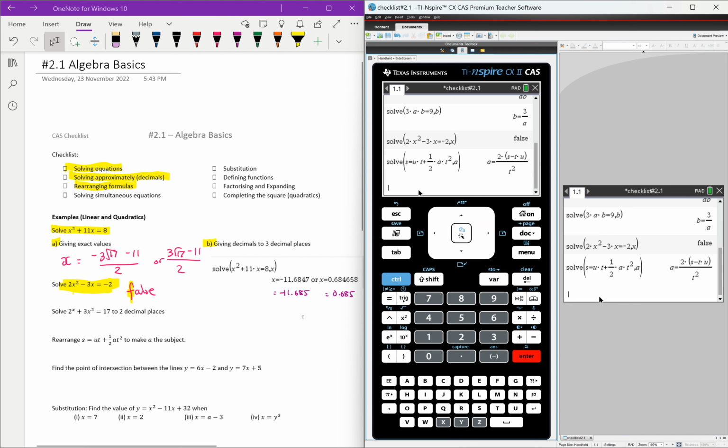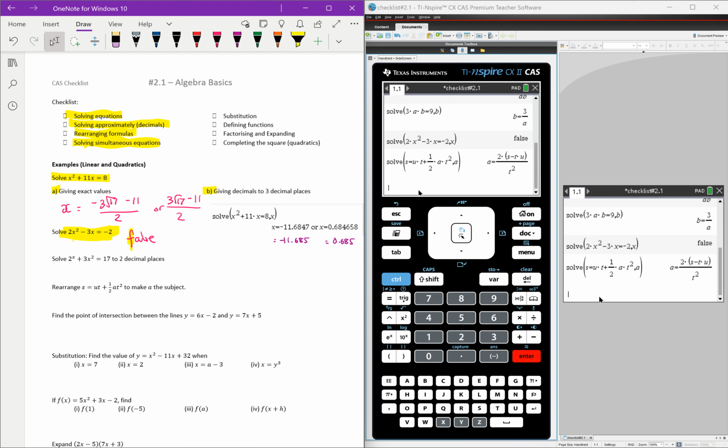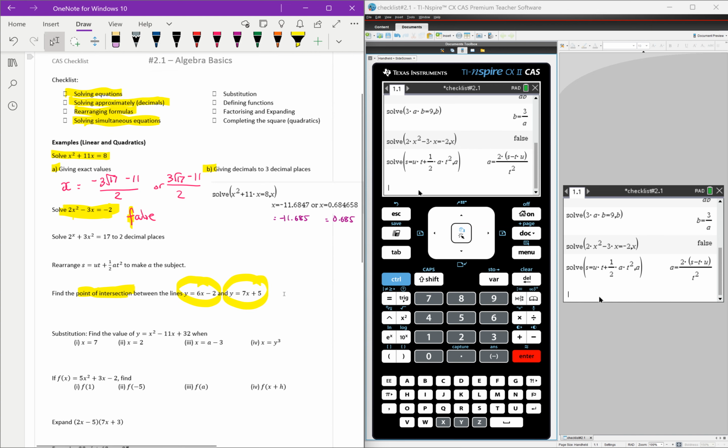Up to the next one over here, we're now going to solve simultaneous equations. And simultaneous equations, really the purpose of it is to find the point of intersection. So say I want to solve for these two. When do they solve for x and y? When do they intersect? Well, there are two ways to do this. Many ways to do it, actually.